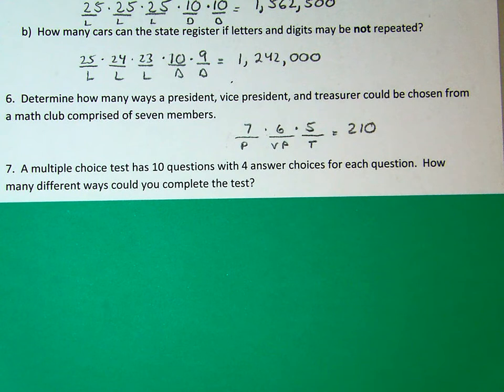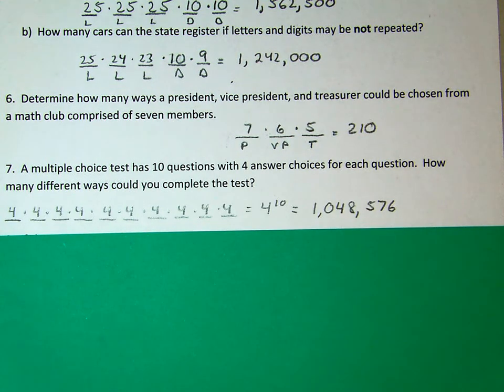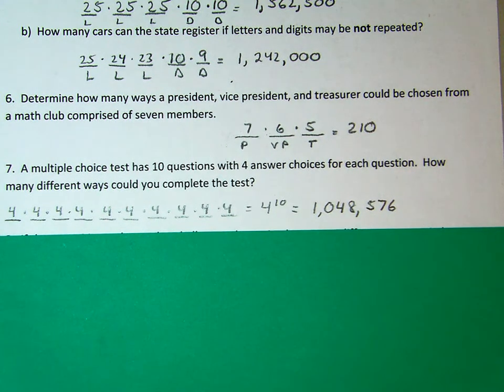Number 7, a multiple choice test has 10 questions with 4 answer choices for each question. How many different ways could you complete the test? So we have 10 events here. Each question that we answer is an event. It's multiple choice with 4 options at each. So there's 4 ways to answer the first question, 4 ways to answer the second question, etc., for a grand total of 4 to the 10th, or 1,048,576 different ways that the test could be answered.